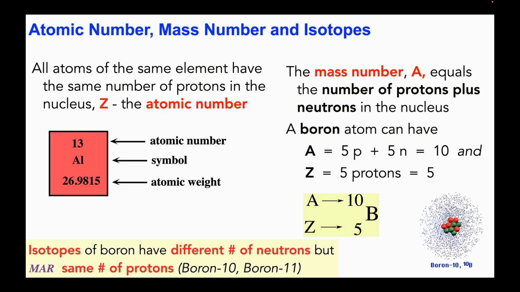Now, boron always has 5 protons, so 11 minus 5, mass number minus atomic number, tells you the number of neutrons. So boron 11 has 6 neutrons. While we just talked about boron 10, there is also a boron 11 with an extra neutron.